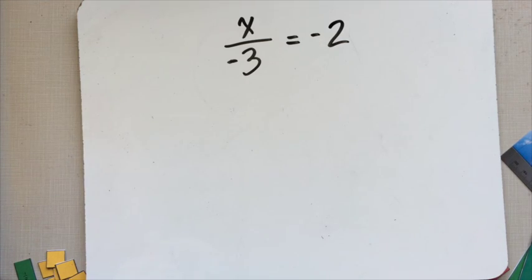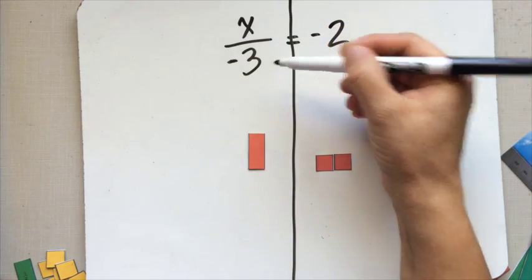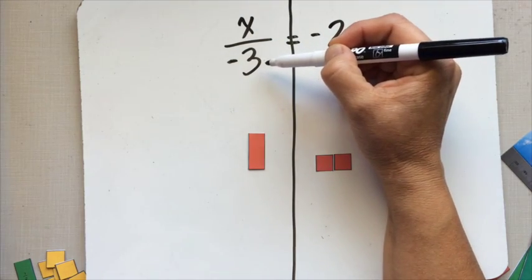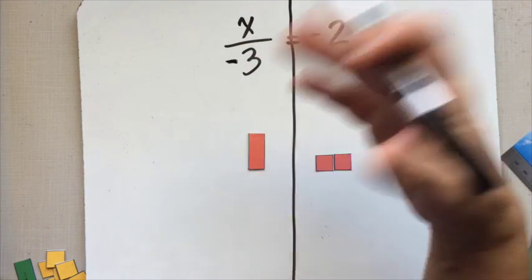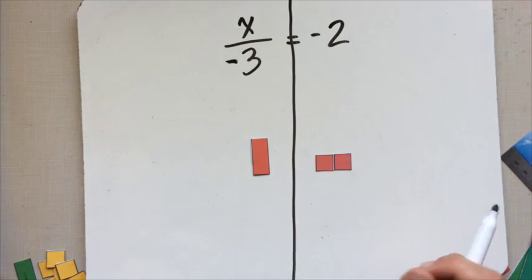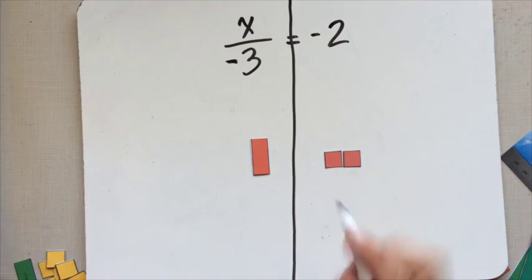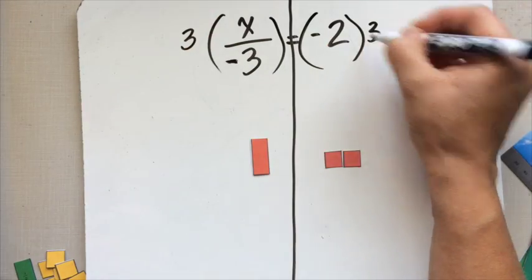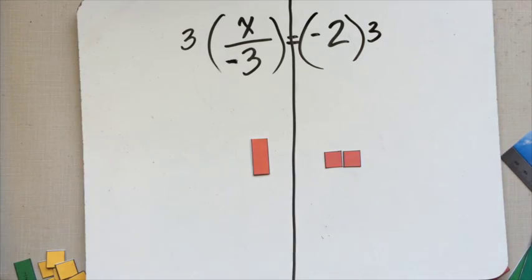X divided by -3 equals -2. X divided by -3: as I cut this positive x into 3 groups, this negative sign says take the opposite. So I end up with a -1/3 of an x. Here I've got 2 -1s. Does everybody see I need 3 groups this size? So I'm going to multiply both sides by 3.